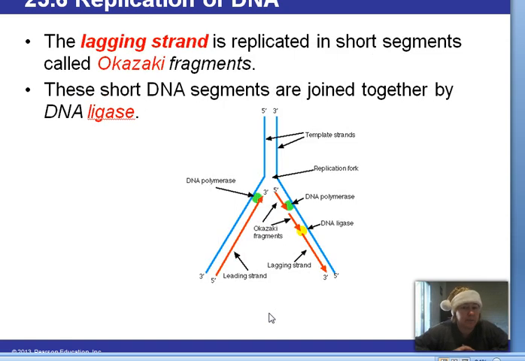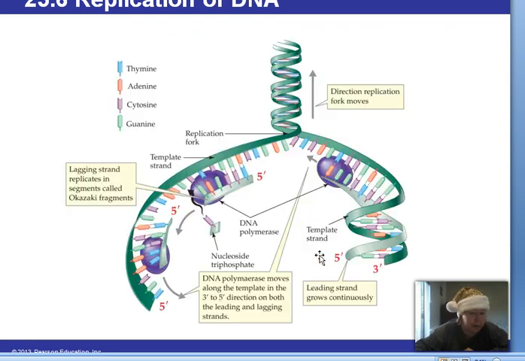The lagging strand is replicated in short segments called Okazaki fragments, which we already said. And then it's stuck together. See, here's the short fragments. And then DNA ligase, kind of like gum, comes and glues it together with strands of DNA. So this will be a smooth strand in the end. Ligase is the glue, the gum.